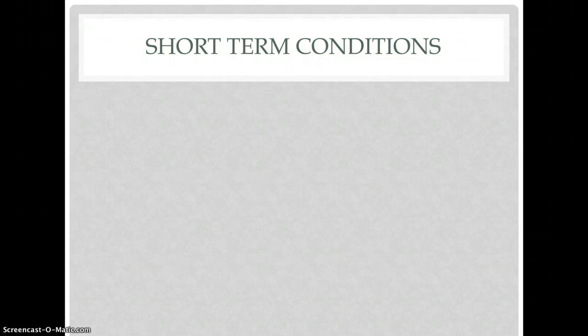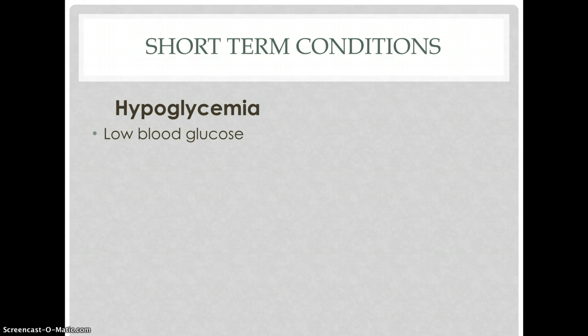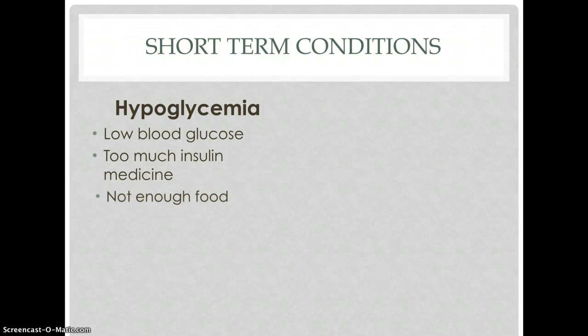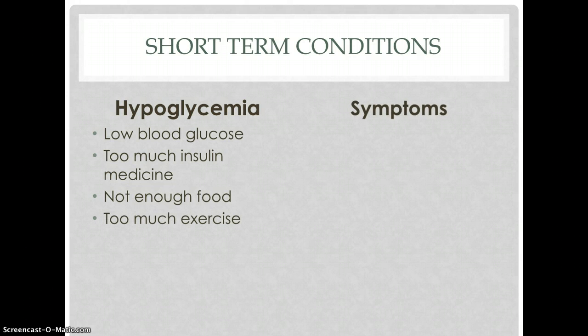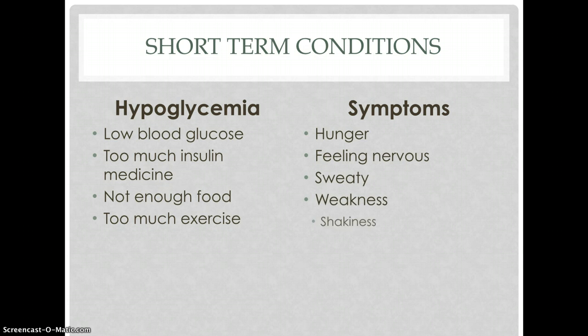So the short-term conditions of diabetes type 1: hypoglycemia. This is low blood glucose, so low sugar in the bloodstream, which may be caused by too much insulin medicine, not enough food, too much exercise. The symptoms in hypoglycemia: the person may experience hunger, feeling nervous, sweaty, weakness, shakiness, and confusion.